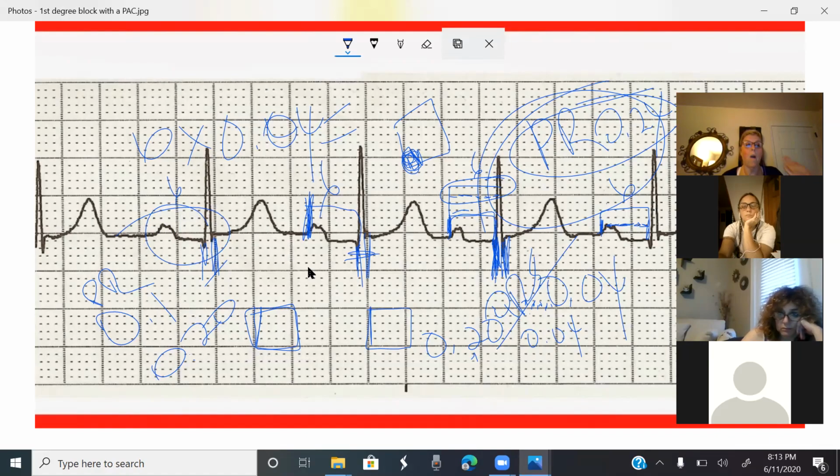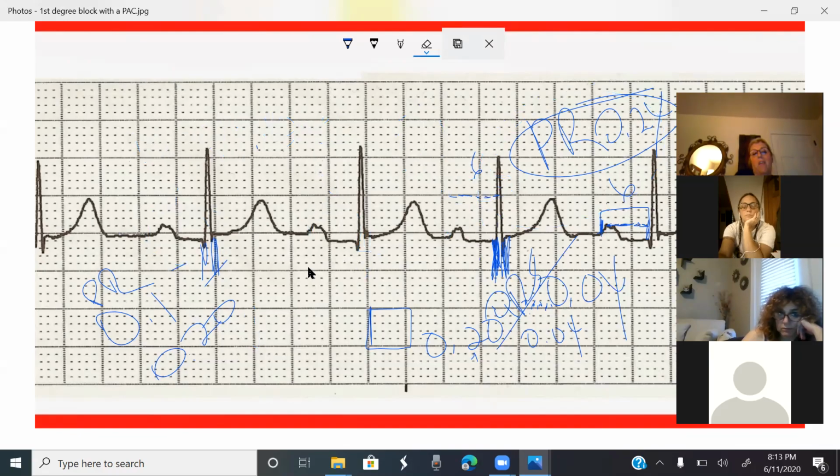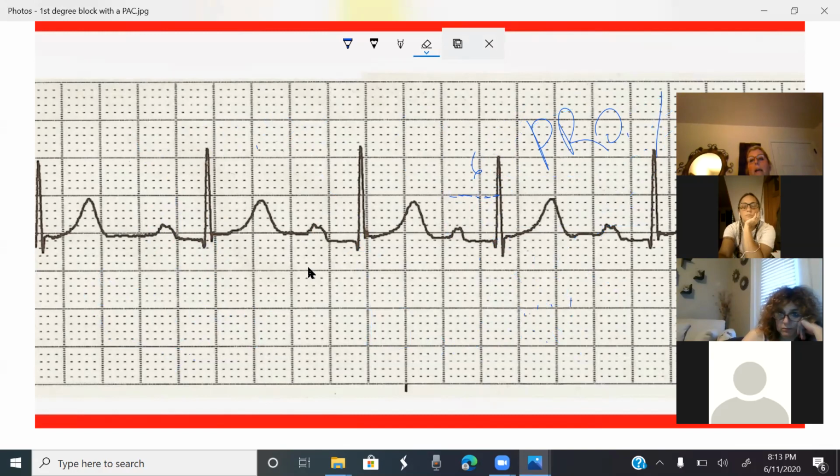There's something blocking that SA node to the AV node. There's something in that atrium that wants to act up. I know this, but look how consistent that is. Meaning, like, the doctor can go in there and maybe, do they generally fix this? No, it's not really causing any problems. It's just that your little atrium is deciding it's going to try to do its own thing.